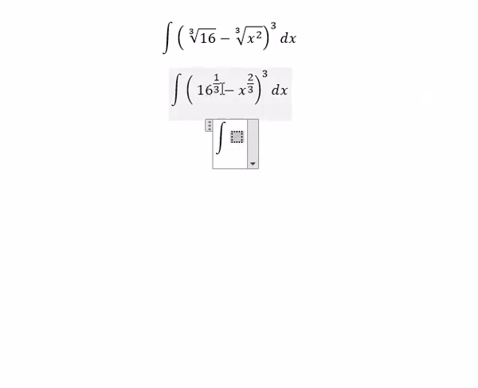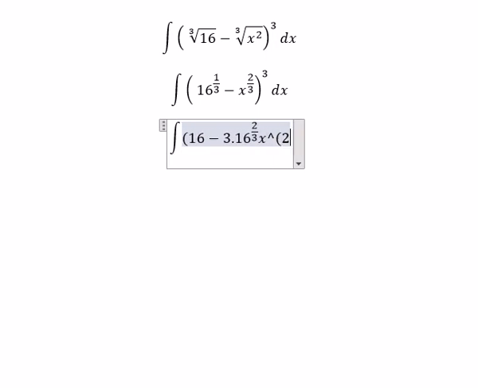So this is a, this is b. a to the power of 3, you get 16. Next, this is a, this is b. So you get 3a squared multiplied with b, so you get negative 3 multiplied with 16 to the power of 2 over 3 multiplied with x to the power of 2 over 3.